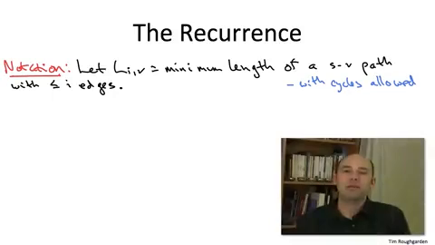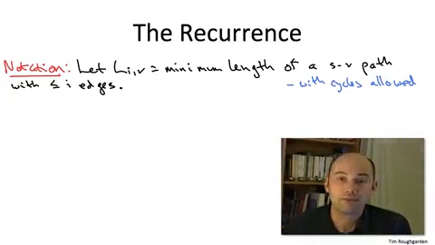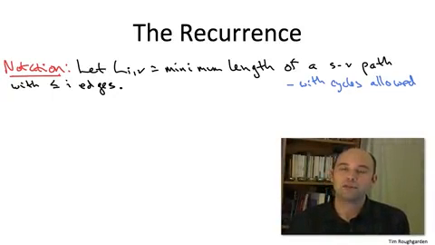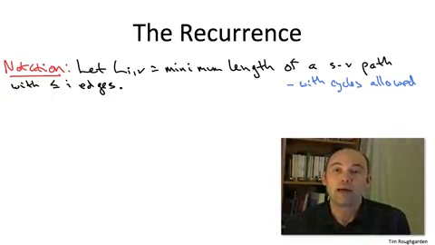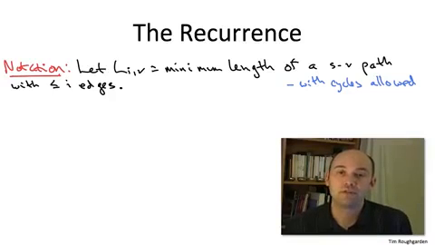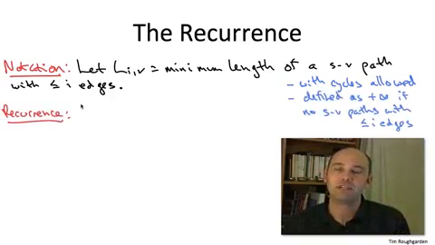I also need to explain what I mean in the case that there are no paths from S to V with at most I edges. And indeed, when I is very small, that will in fact be the case for many destinations V. So if there's no way to get from S to V using only I hops, we just define L sub I,V to be plus infinity.